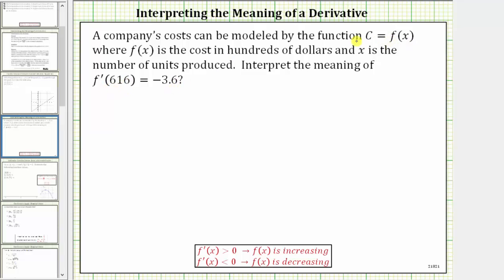And because f of x is equal to c, we can say that f prime of 616 equals dc dx when x equals 616 equals negative 3.6. Leibniz notation reminds us that this derivative function value represents the change in c, or the change in cost, with respect to x. For the next step, we'll write the derivative function value as a fraction with the denominator of 1, and then include units on the numerator and denominator.